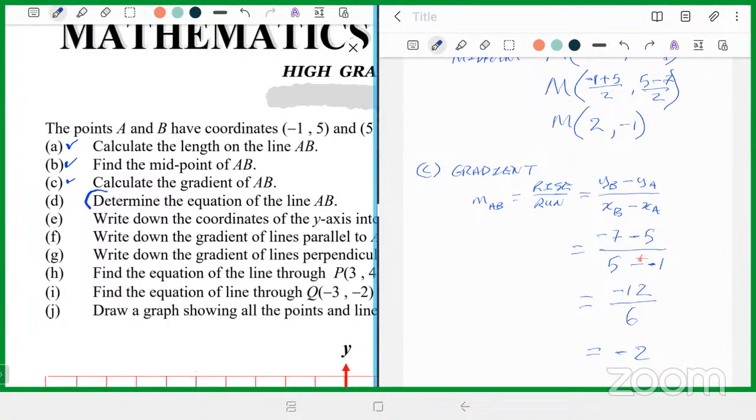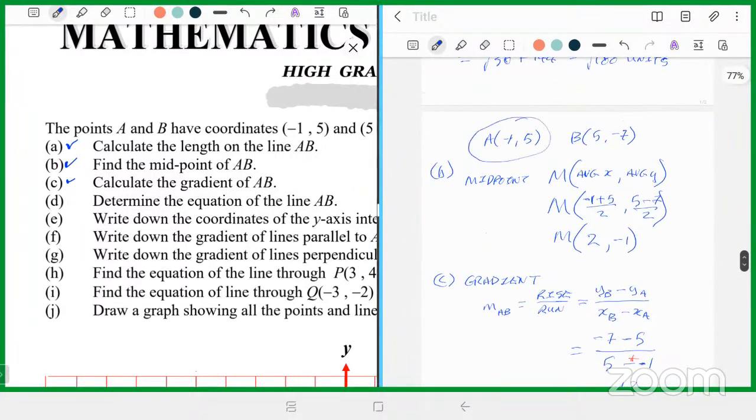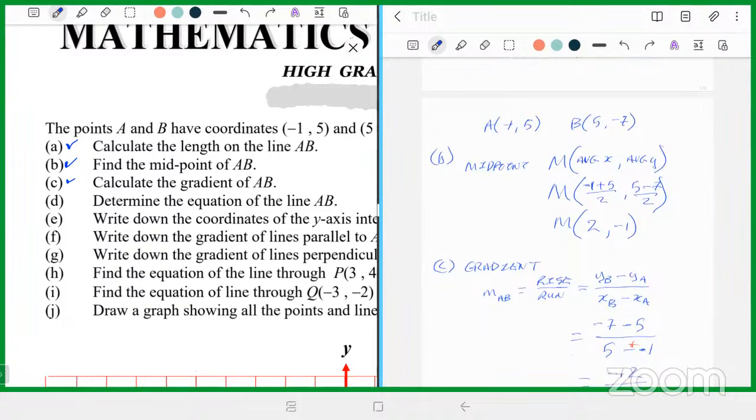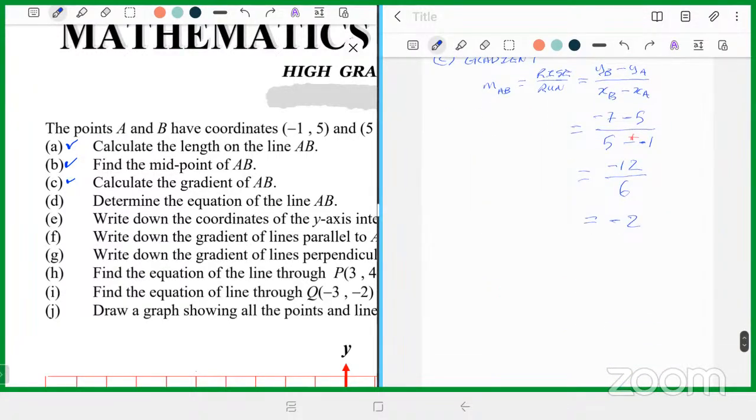Part D now is asking us to get the equation of the line AB. To find the equation of any line, we need to know 2 things about it. We need to know the gradient and one point that it passes through. Since it's the line AB we're talking about, we have the gradient right here. This is negative 2. But we have 2 points to choose from. We have point A and we have point B. We can use any one of them along with the gradient. So let's say I'm going to use point A, for no particular reason. If you use point B, you're going to end up with the same answer in the end. So I'm going to use the point A, which is negative 1, 5.